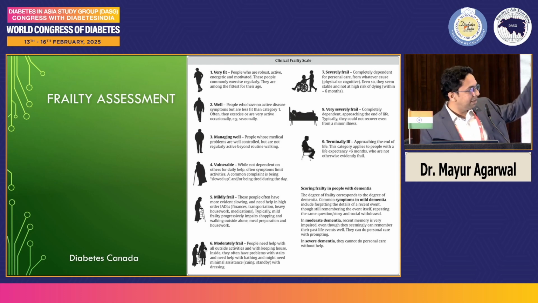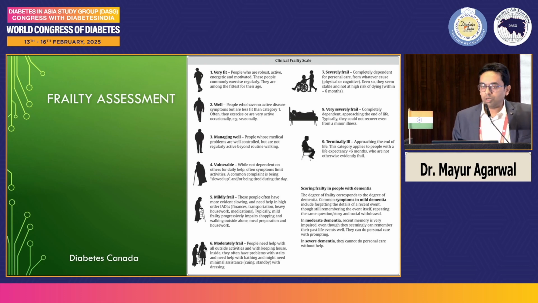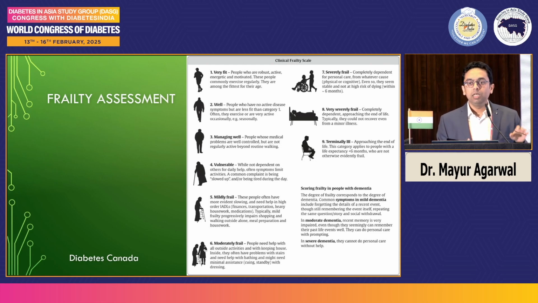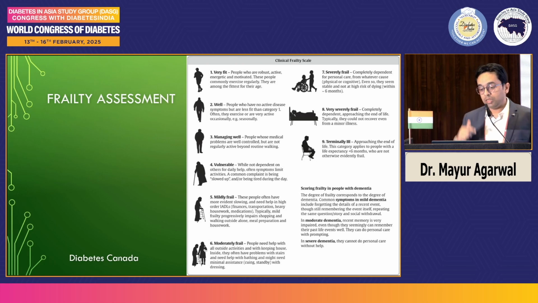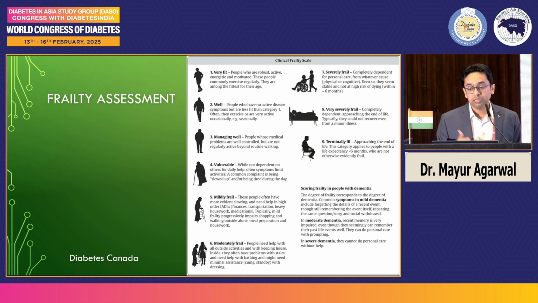You don't need to address everything, you need not check everything, it's not like that, but in general you should have an idea of where your patient is falling. Very fit, well, managing well means they are doing everything on their own. Mildly frail and moderately frail are where they need assistance, and vulnerable is between these two categories, where the patient may be doing things by themselves but with some trouble, with some slow movements. And then this category is really important, that is 7, 8 and 9, severely frail, very severely frail and terminally ill. Accordingly we devise what treatment should be given and what targets we should be keeping for them. So I'll come to that. That's a basic concept which you should take into consideration while prescribing medication for the elderly patient.